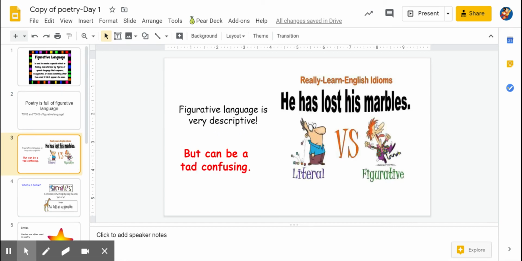Like this, it's very descriptive. You've got literal, he lost his marbles, and figurative, he's lost his marbles. It can be a tad confusing at times. Remember, literal is something that is grounded, it definitely happens. Figurative is not something that can be taken literally. So it's something abstract.